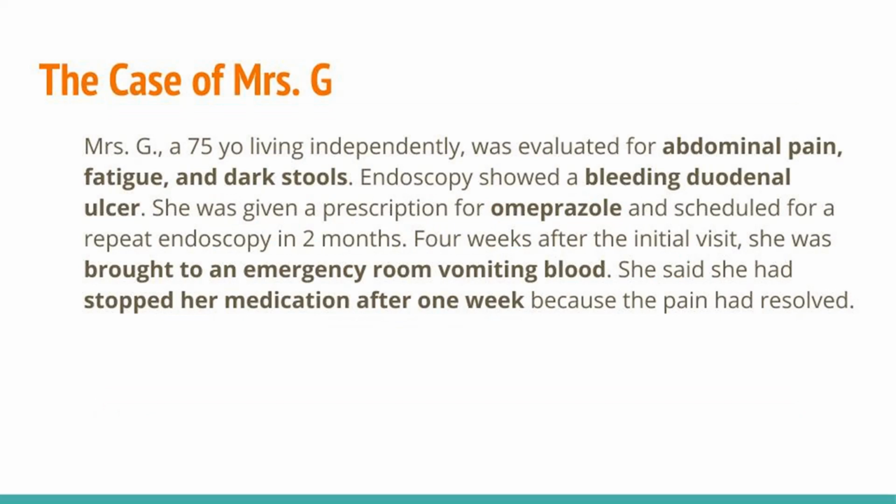During her endoscopy, it was discovered that she had a bleeding duodenal ulcer. She was given Omeprazole and scheduled for another endoscopy in 2 months. 4 weeks after her initial visit, Miss G was brought back into the emergency room vomiting blood. She is said to have stopped her medication after 1 week because the pain had resolved. Take this time to read over this case study one more time.